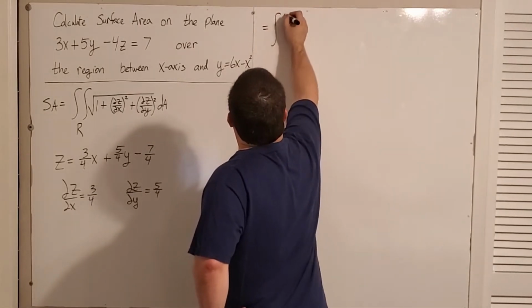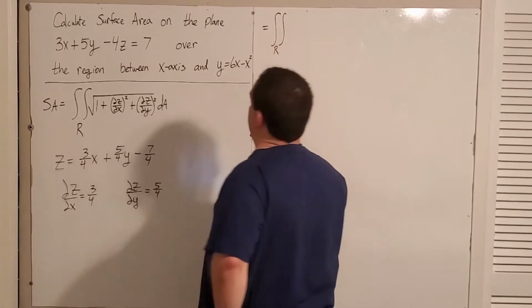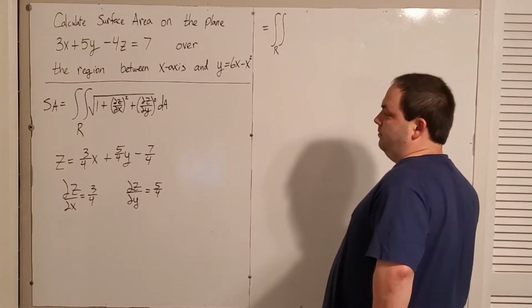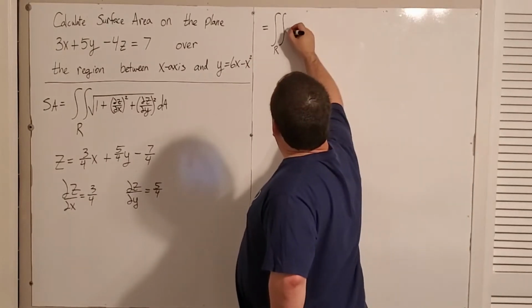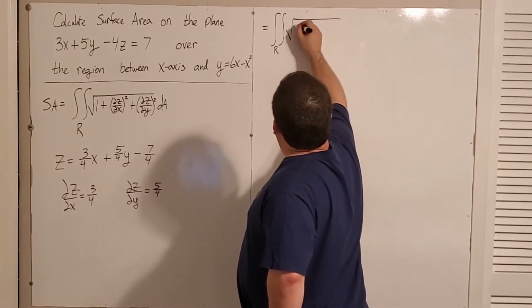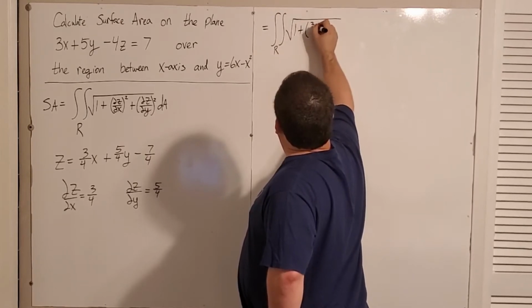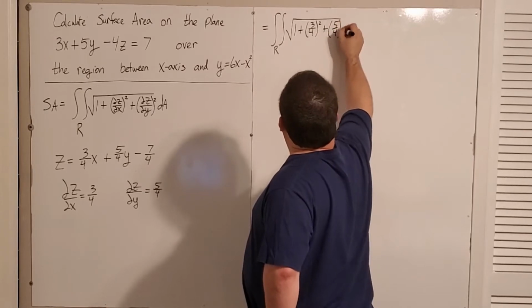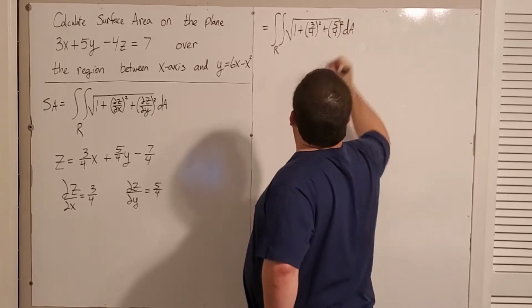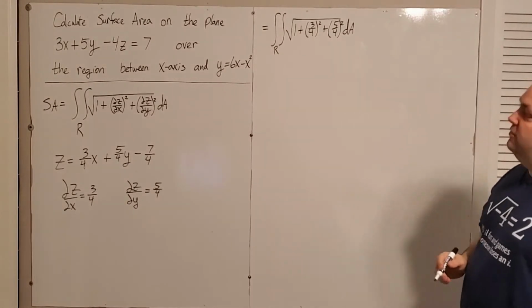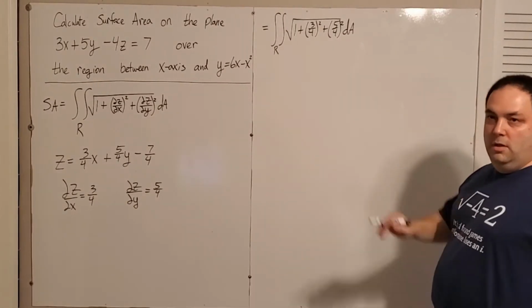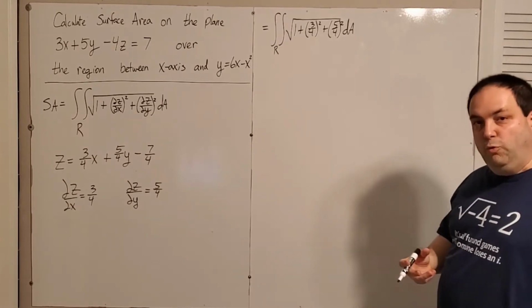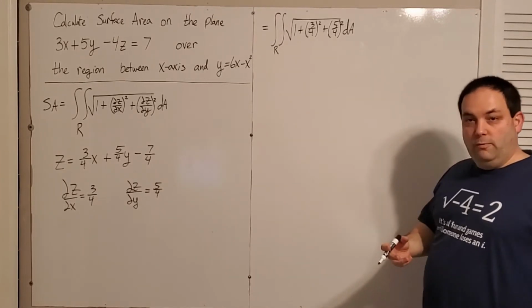So I've got my double integral over some region, right? We're going to label the region in a second as well. And I've got the square root of 1 plus (3/4) squared plus (5/4) squared dA. So I've got my actual integral set up. Now we just need to determine the boundary, the region that we're integrating over.